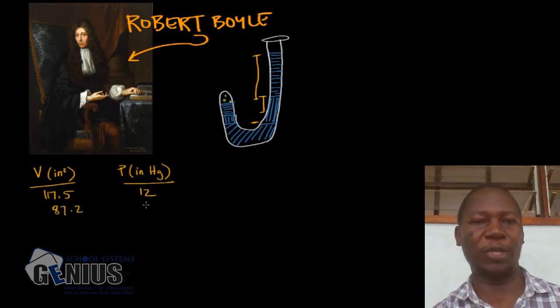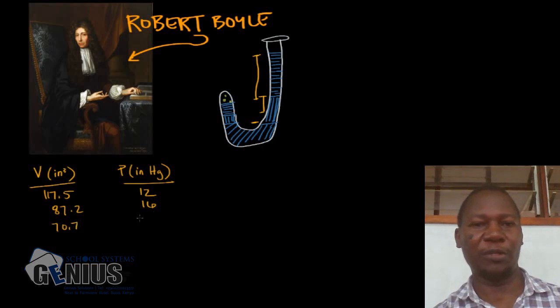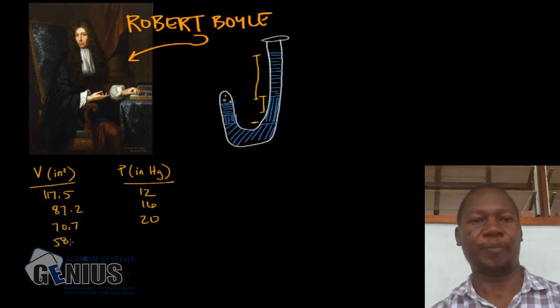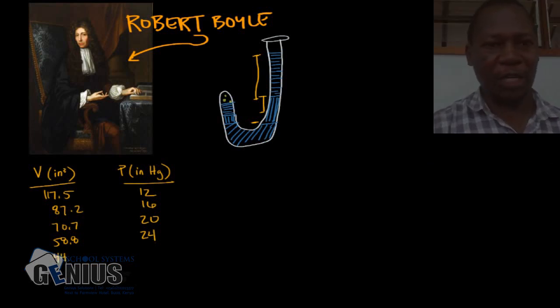As he filled the J-tube with a little bit more mercury, he had a volume of 7.2 and a pressure of 16 inches of mercury. As he continued to fill it, he got a volume of 70.7 with a pressure of 20 inches. He continued for a volume of 8.8 and a pressure of 24 inches. And continued and got 44.2 and 32.